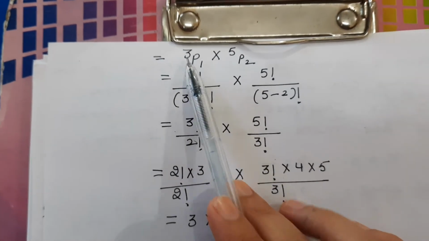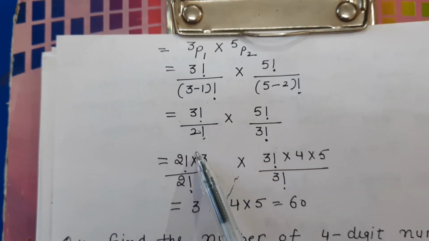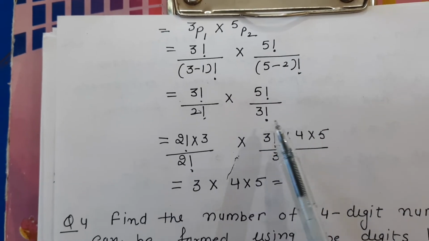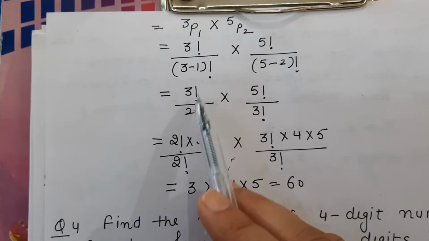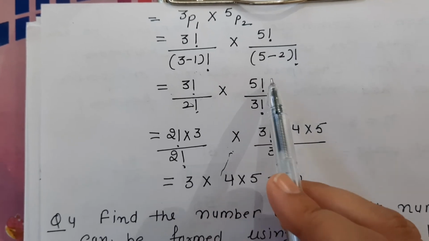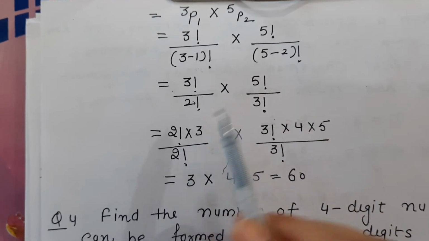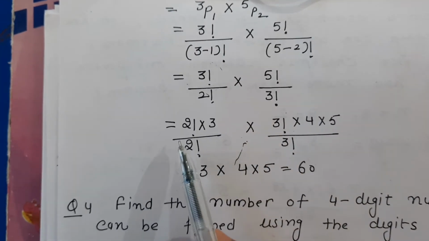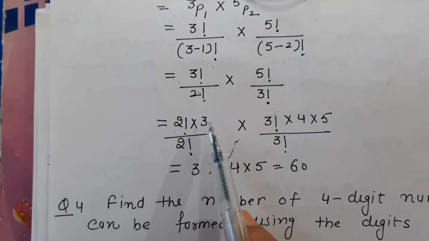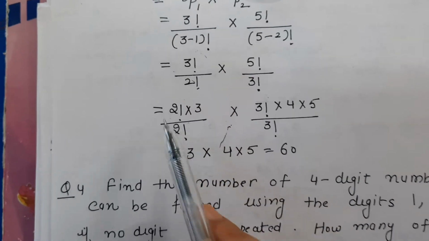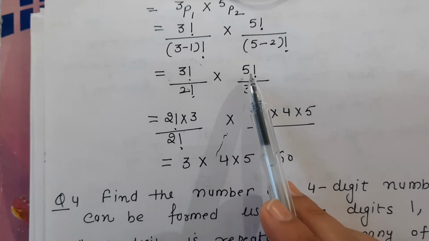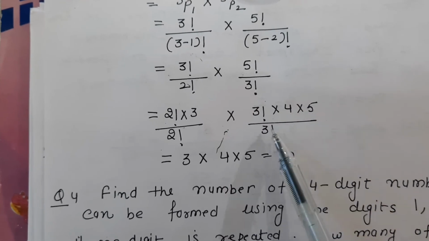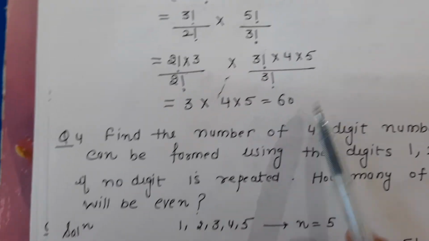So here 3 factorial upon 3 minus 1 is 2 factorial. Here 5 factorial upon 5 minus 2 factorial is 3 factorial. Either you can cancel 3 factorial or write 5 factorial in terms of 2 factorial, or you can also do like this. This 3 factorial can be written as 2 factorial into 3. So that means 2 factorial will be cancelled. Here this 5 factorial can be written as 3 factorial into 4 into 5. This is cancelled. So your answer is 60.